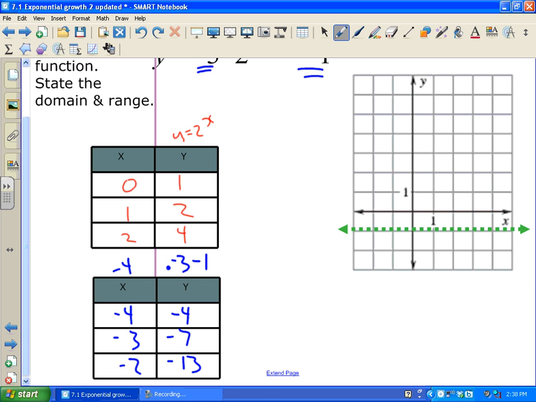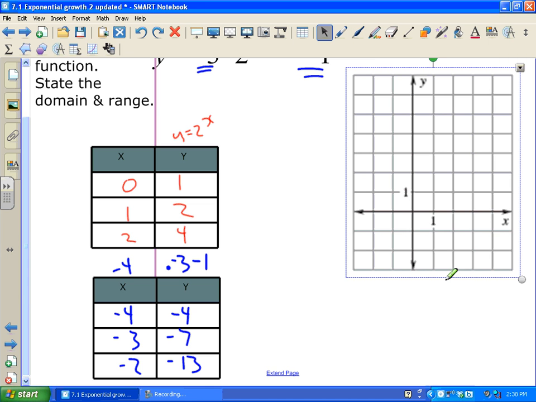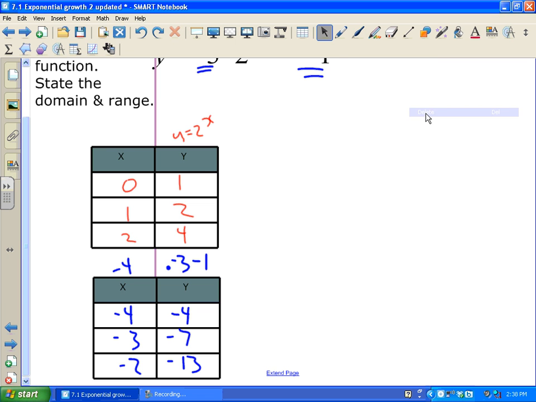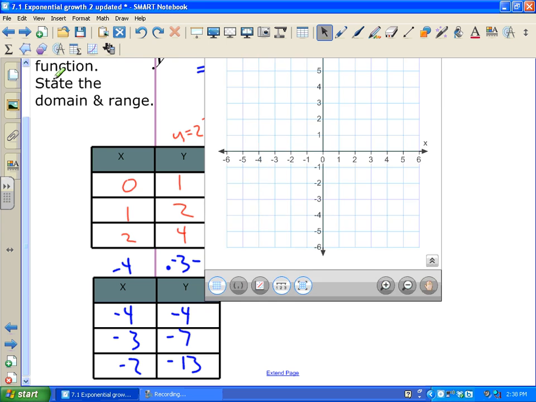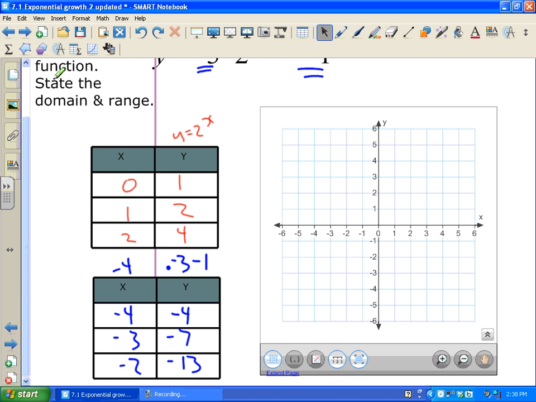4, negative 4 is not on this graph. I'm going to get rid of that graph and get a new graph. Give me a second. There we go, new graph. So negative 4, negative 4. Negative 3, negative 7. And then negative 2, negative 13, which is going to be off this graph also.